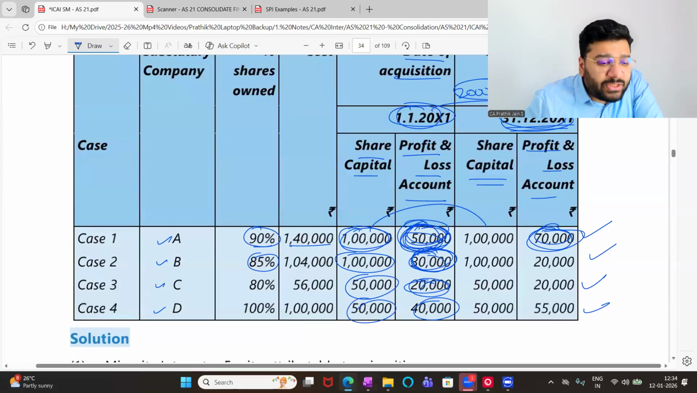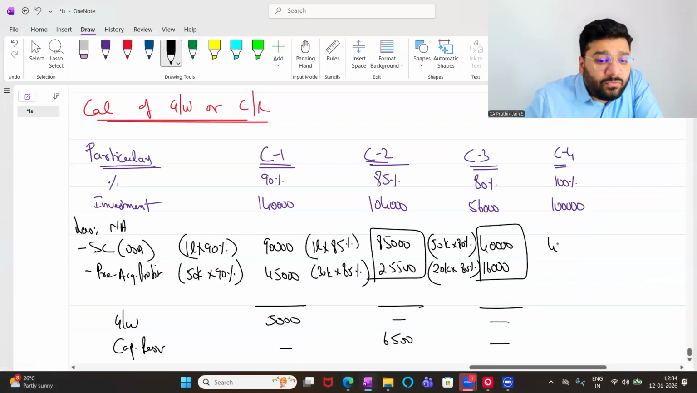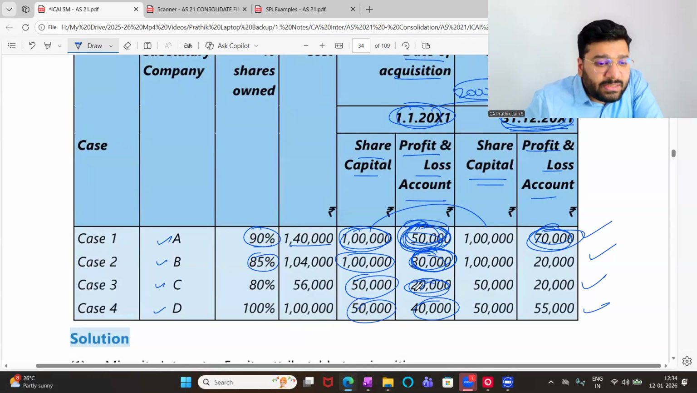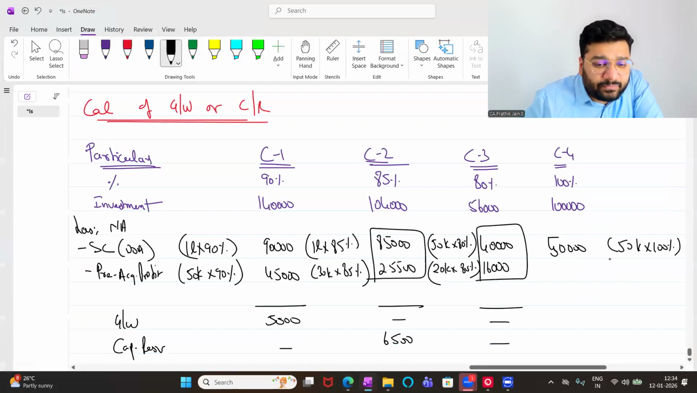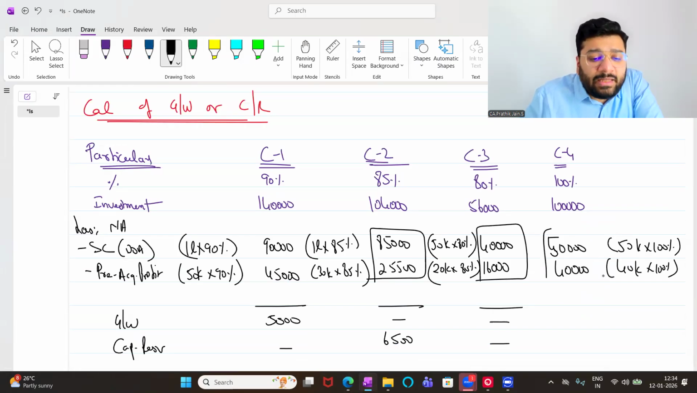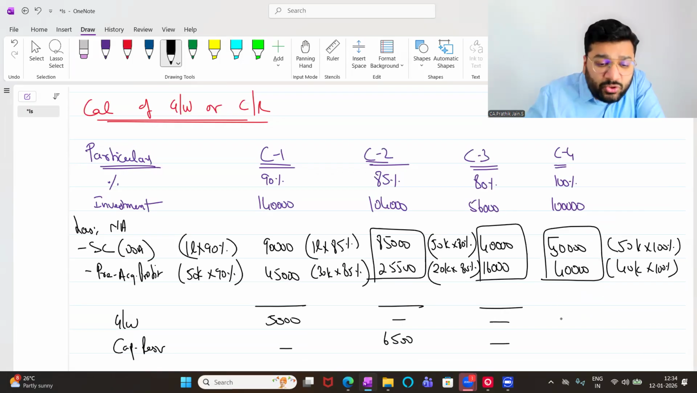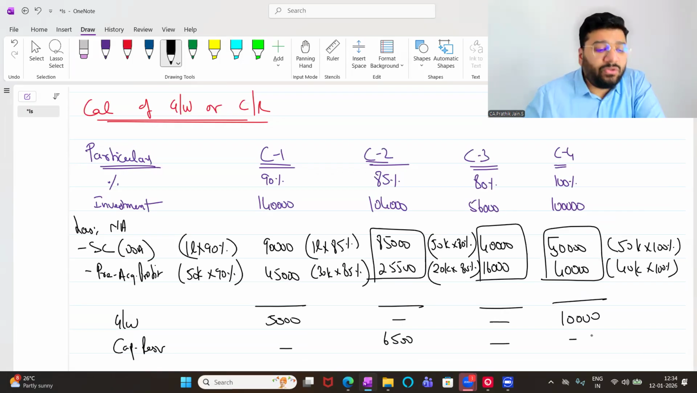Next, 50,000 is share capital, so the full 50,000 will come, 50,000 into 100 percent. Reserve and surplus is 40,000, so 100 percent of 40,000 is the full 40,000. Total benefit you're getting is 90,000. How much have you paid? 1 lakh. You paid 10,000 more, so it is goodwill. 10,000 goodwill.